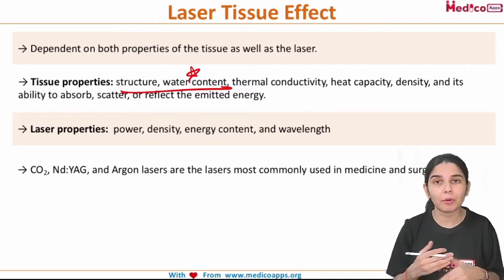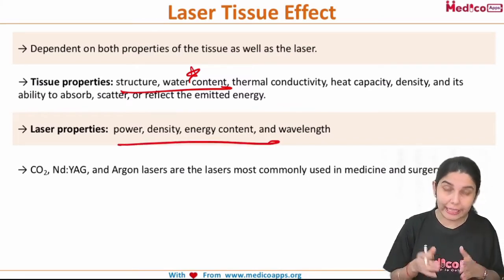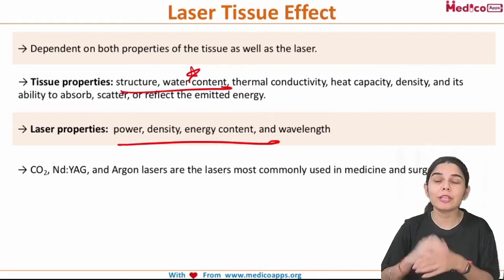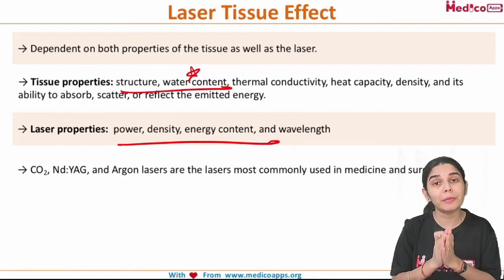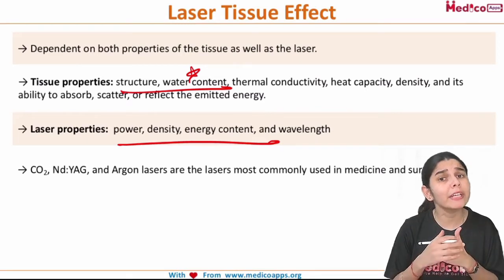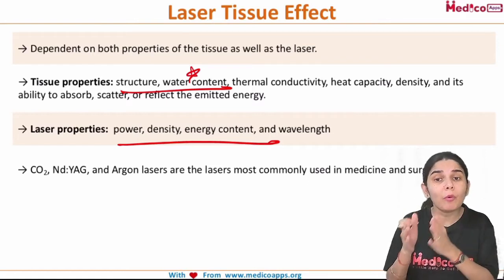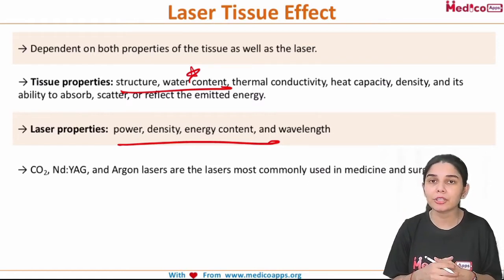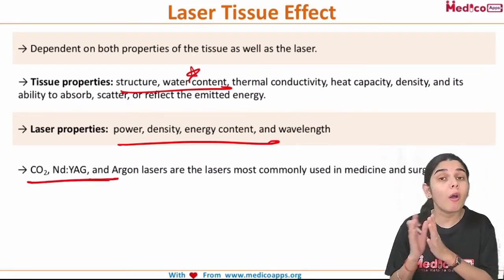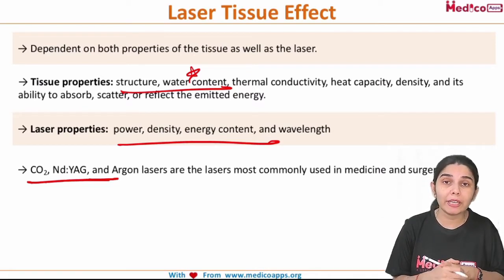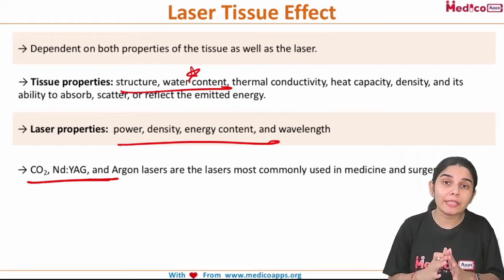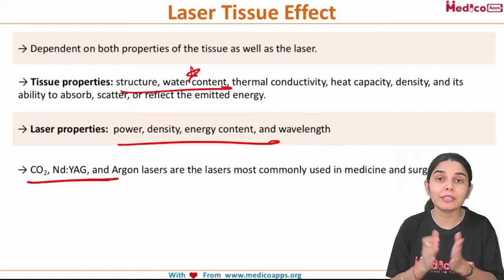Now coming to the laser properties. The properties include the power, density, energy content, and the wavelength. It has a wavelength and a frequency due to which that narrow focus beam of light can enter our body. So these are the important laser properties. Now coming to the most commonly used lasers in medicine and surgery: carbon dioxide, Nd:YAG, or argon lasers are the most commonly used lasers in medicine and surgery.